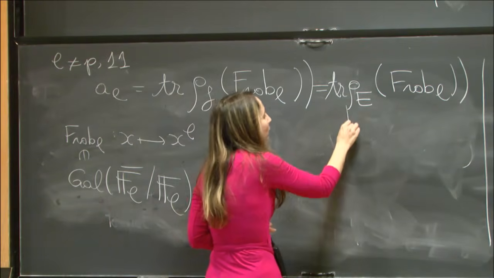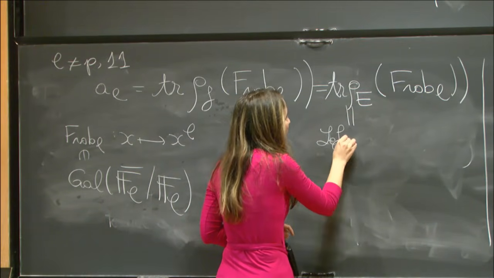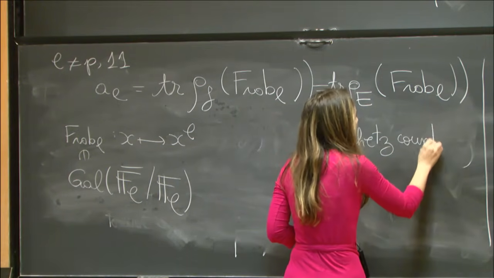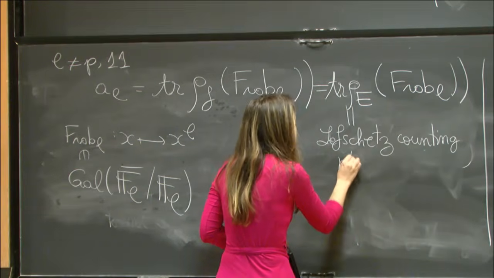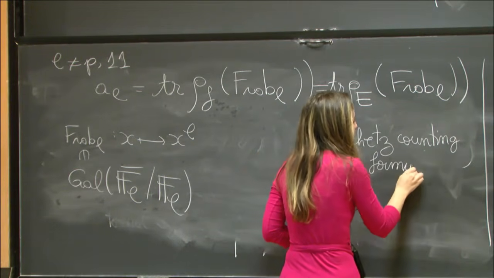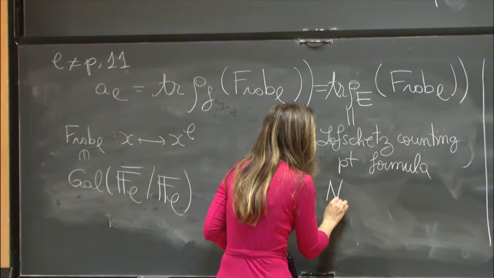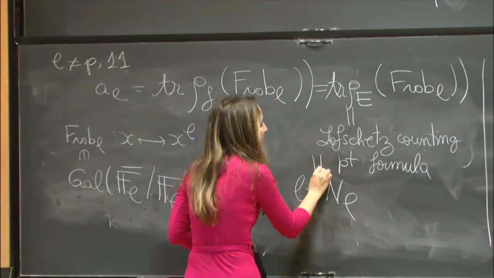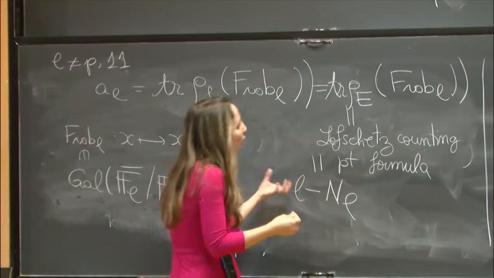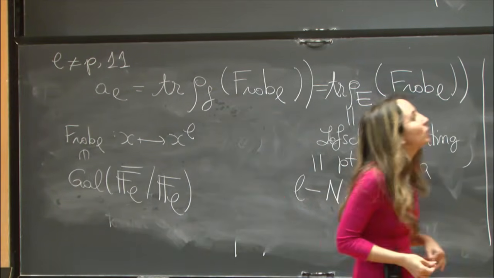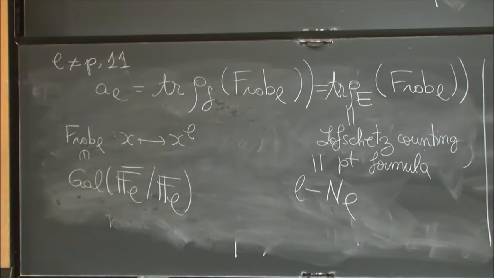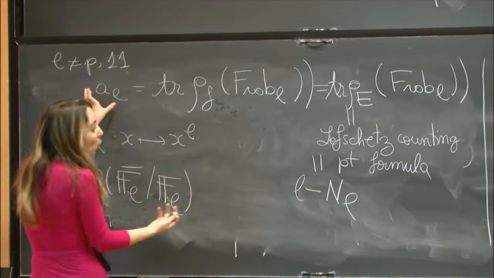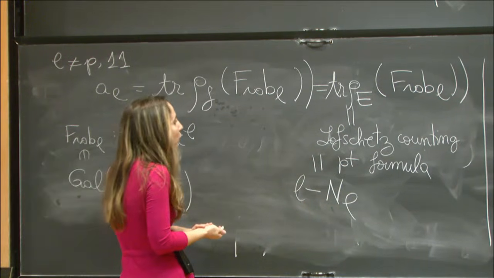And it turns out that you can reinterpret this via some sort of Lefschetz counting point formula as L minus n_L. So L is the prime number that you start with, and n_L was really the number of solutions mod L to this cubic equation. So this is the error term that I said was encoded in the Fourier coefficients of the modular form.